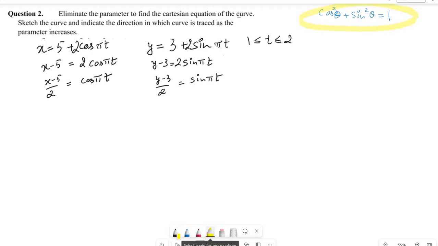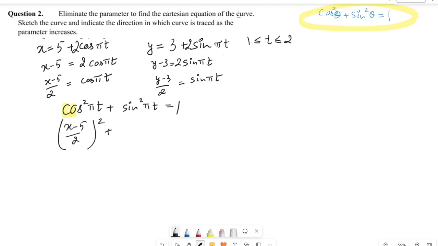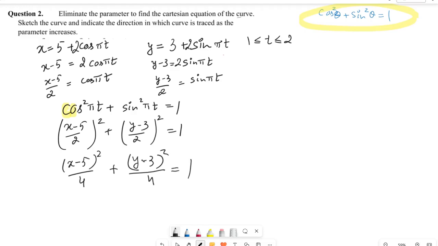We know from our trig identity that sine square theta plus cosine square theta is 1. So cosine square pi t plus sine square pi t should also be equal to 1. What is cosine pi t? X minus 5 by 2 whole square, and this is y minus 3 by 2 whole square. That should be equal to 1. So x minus 5 whole square by 4 plus y minus 3 whole square by 4 is equal to 1. We can take 4 to the other side. X minus 5 whole square plus y minus 3 whole square is equal to 4.